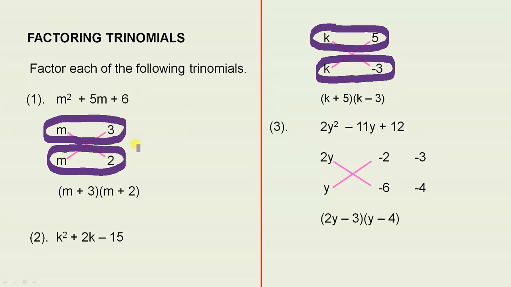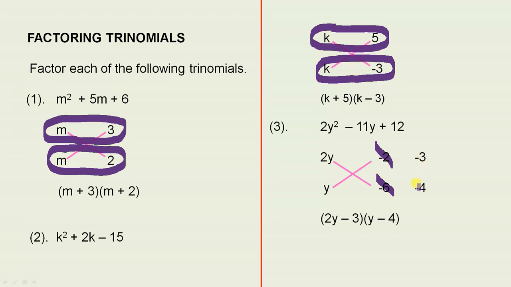Remember, that's what we did in those first two examples. Minus 6 times 2y is minus 12y. Minus 2 times y is minus 2y. Minus 12y minus 2y is minus 14y. So we can't get minus 11y. So these two numbers, those two choices, are not correct. So we cross them out. Let's try another two numbers.